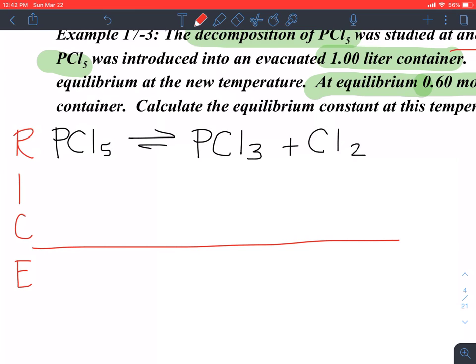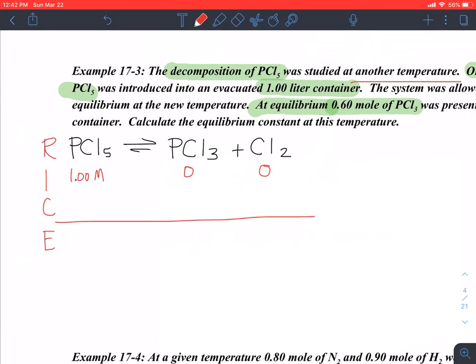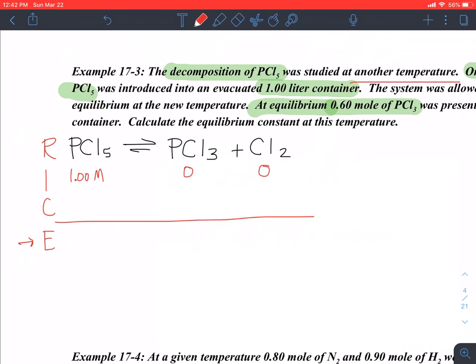Okay, so initially, our problem said that we started out with 1 mole of PCl5 in 1 liter of the container. So that's going to be a 1 molar solution. Initially, we start out with 0 of this and 0 of this. Now it says at equilibrium, so at the E down here, 0.6 moles of PCl3. Now since this was in a 1 liter container, we know the concentration of this is 0.6 molar. Okay, so we need to fill in all the other ones.